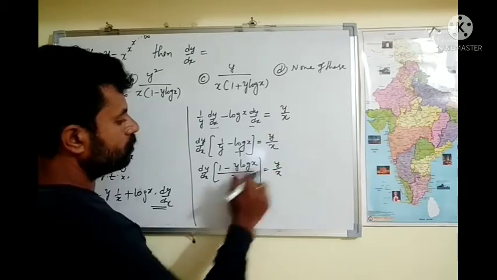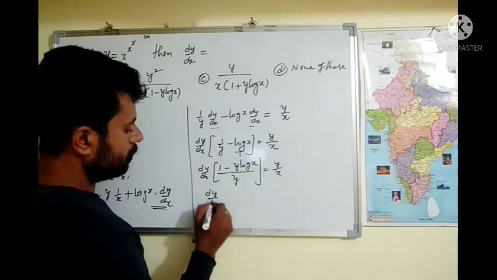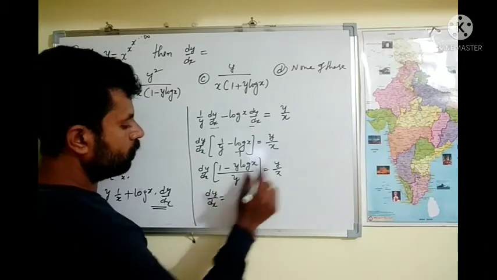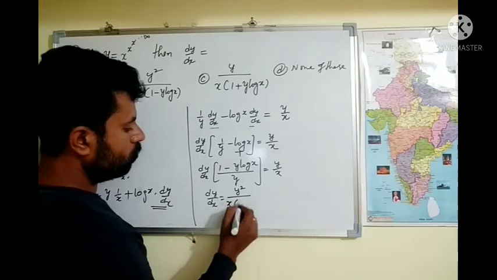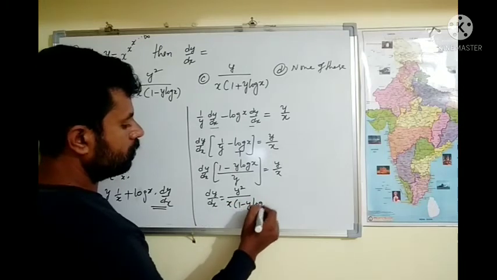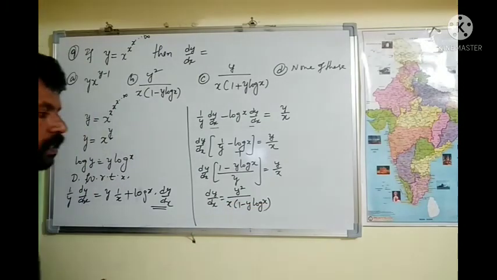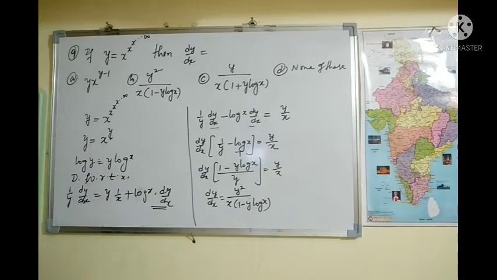Then take the cross multiplication form: dy by dx is equal to y into y square divided by x into this term, x into (1 minus y log x), that is y square divided by x into (1 minus y log x). See, option B is correct. Now here we can use a shortcut form.